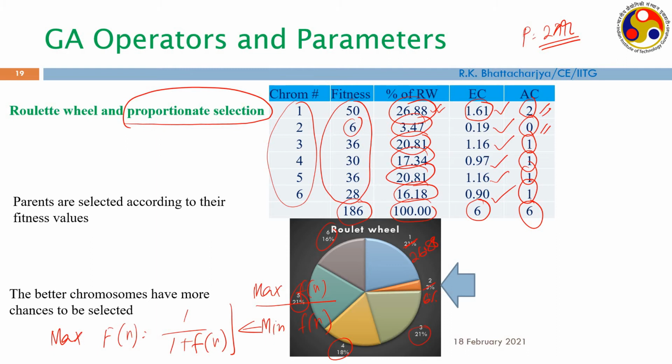So now what you are getting from here, solution 1, that is chromosome 1, will have 2 copies, then chromosome 2 will have 0 copies, 3, 4, 5 will have 3, 4, 5, 6 will have 1 copy, and in total you are getting 6 copies, and they will be selected for the next generation.